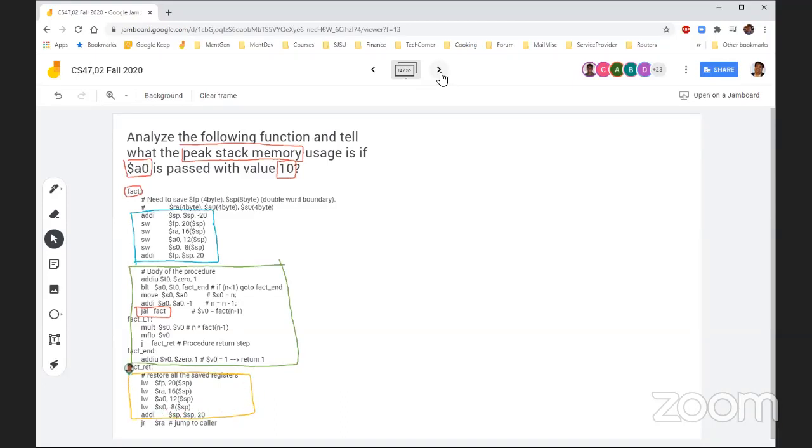So from here, what we can see is that we are basically moving the stack pointer by 20 bytes, right? Also look at this part. This is where we are storing how many variables? We are storing 1, 2, 3, 4, 5, 6. 6, no, not 6, 5.